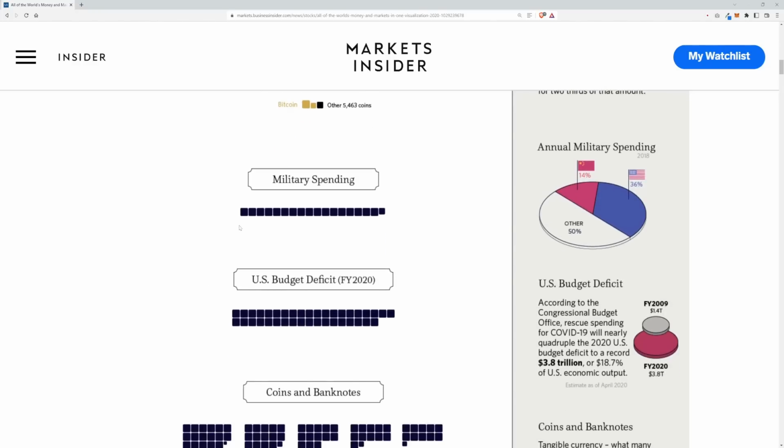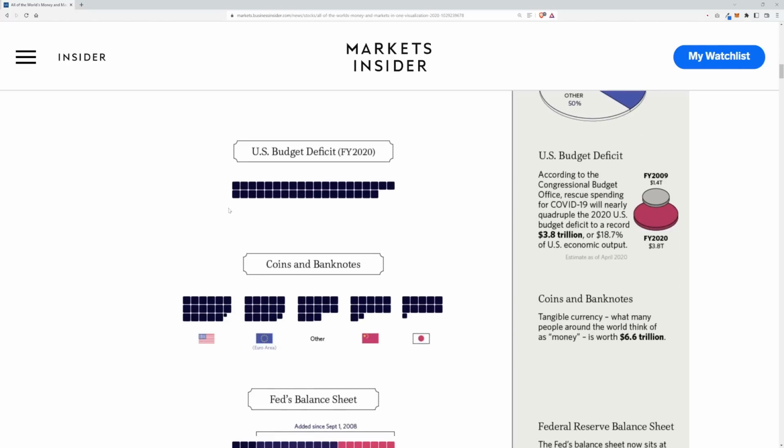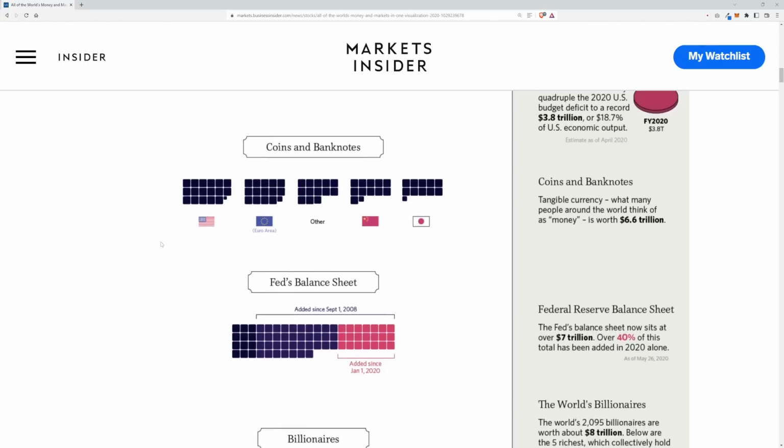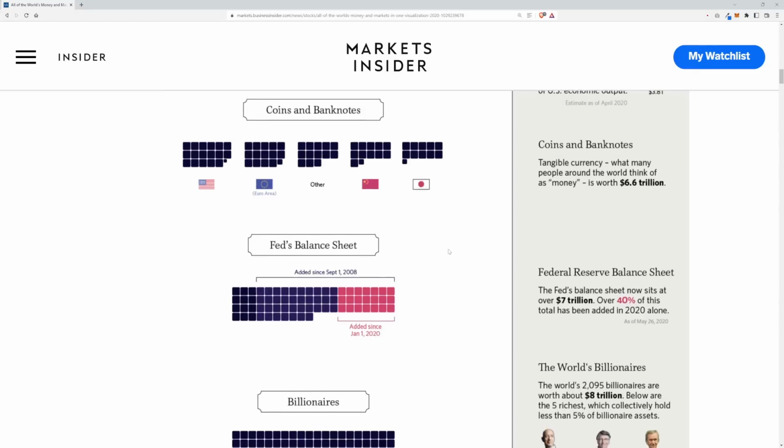Now, military spending, well over $1 trillion globally for sure. Here's the U.S. budget deficit for the financial year end of 2020, way over $2 trillion right in there. Now, all coins and banknotes globally. So obviously this is the US, this is the Euro area, this is others, which would include Canada, Australia, that type of thing. Here's China, and here's Japan right in there. Now, all of these are over $1 trillion.